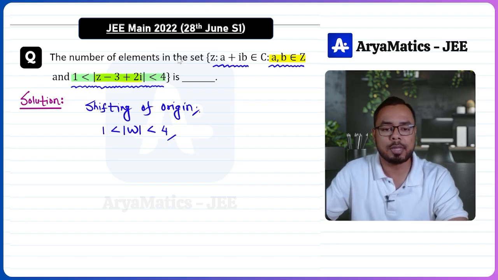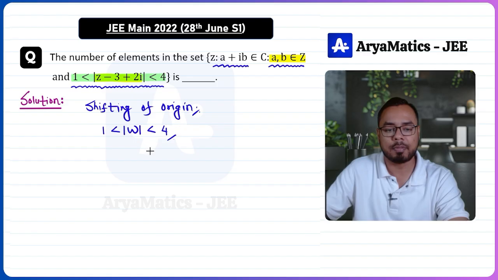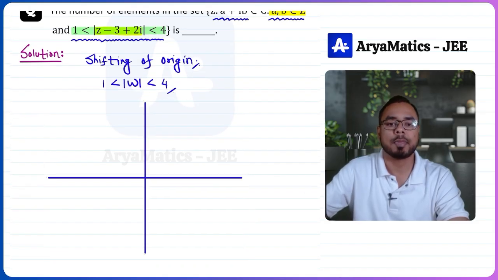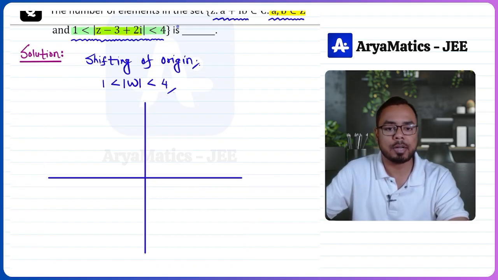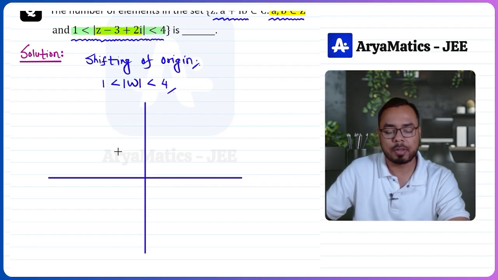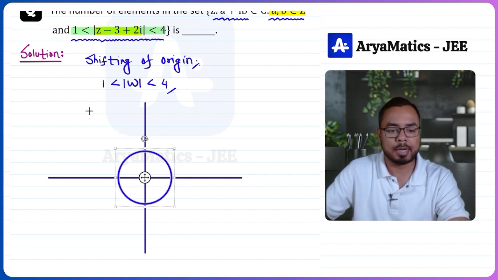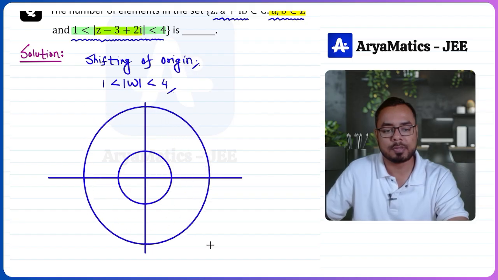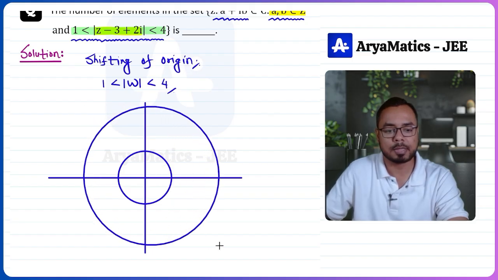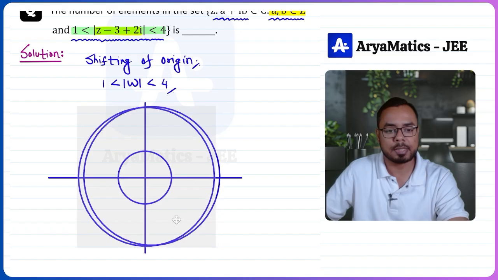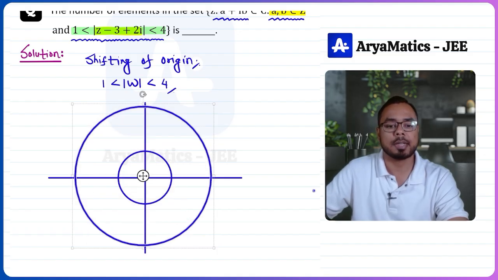So now let us plot these two circles and then try to identify how many points are there with integral coordinate inside these two circles. So one circle, center at origin and radius 1 unit. So that will be a smaller circle. Let us say this is the first one. And the other one will be a circle with center at same point origin, but the radius is 4 units. So this will be a slightly bigger circle. So let us say this is the second circle.